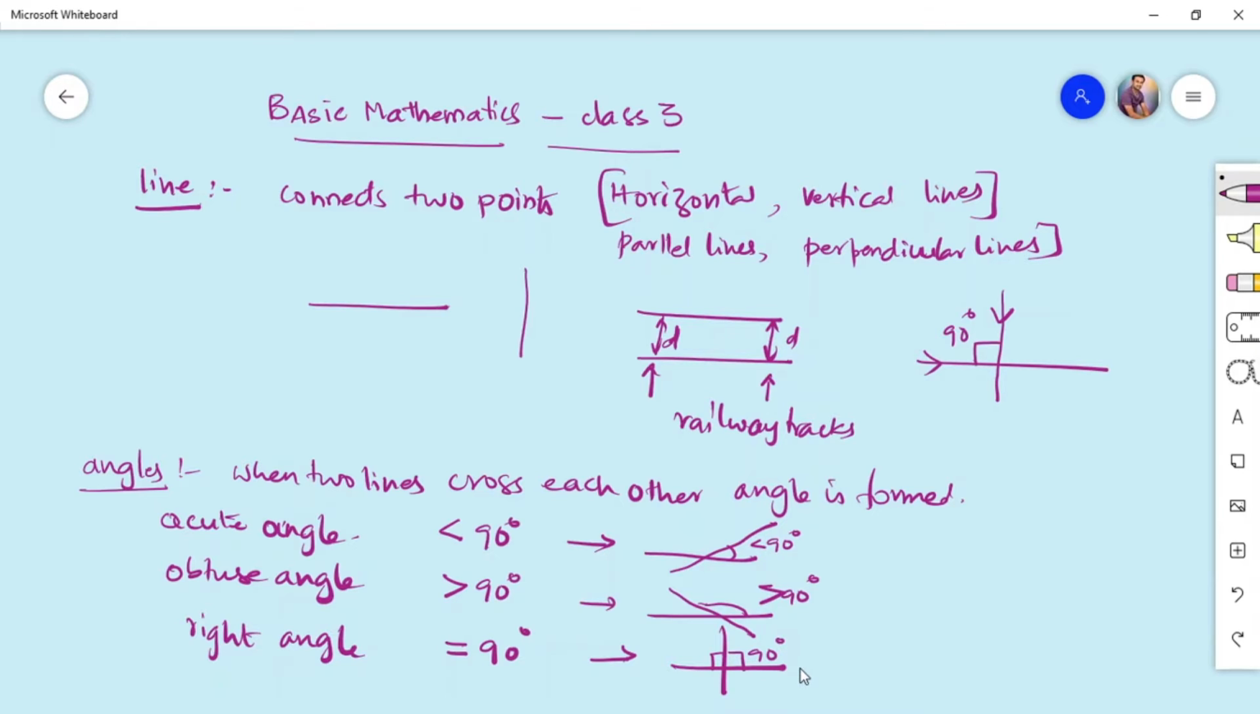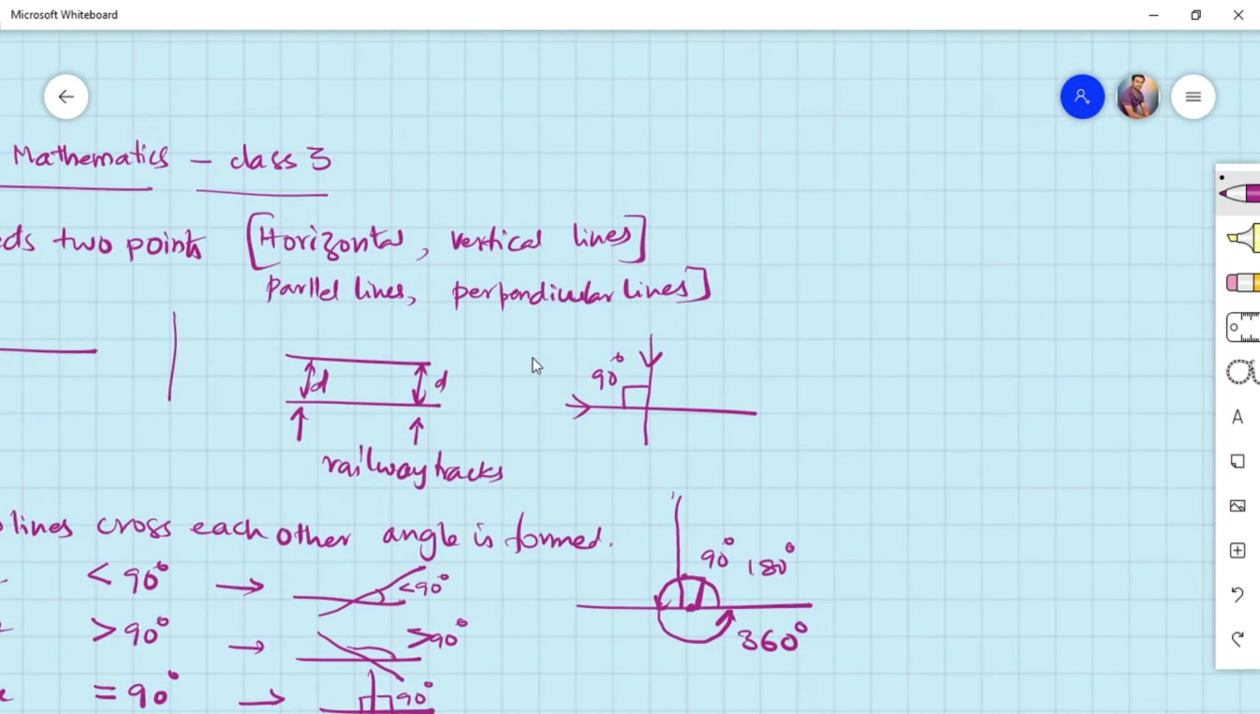So when we are discussing these things, we should remember a few other things. If you take any line and take this as your reference point, there are a few angles that you can easily remember. The angle from this point to this point is 180 degrees, and the full rotation is 360 degrees. And if you take half of that rotation, this angle is 90 degrees. This will help you solve some of the problems when required.